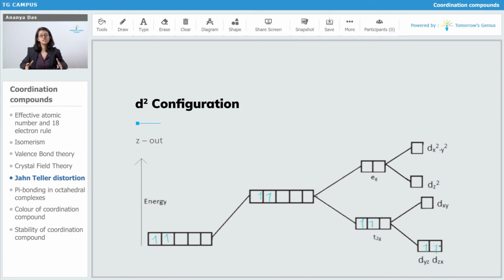Now your Z out and Z in and the Jahn Teller distortion, as I said, is responsible for the stability of complexes. How it is responsible for the stability of complexes, we will see in our next slides.